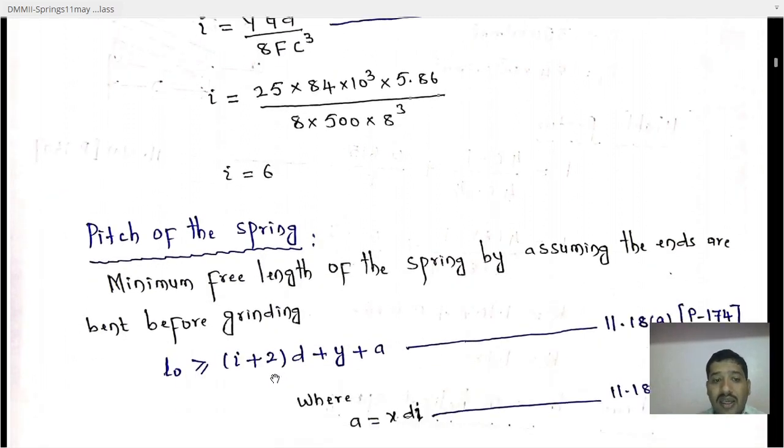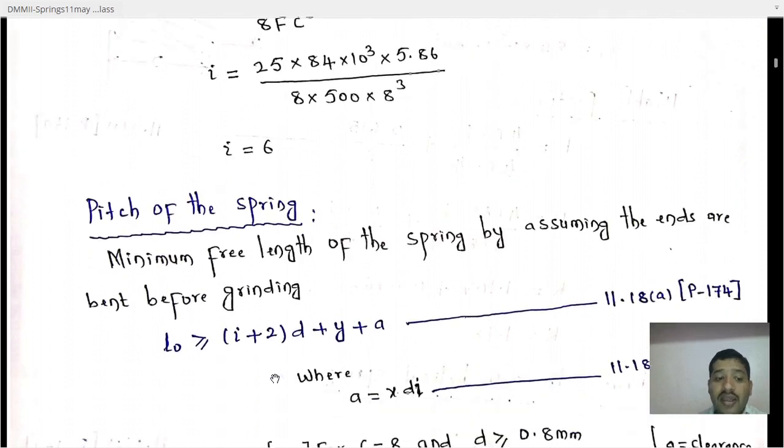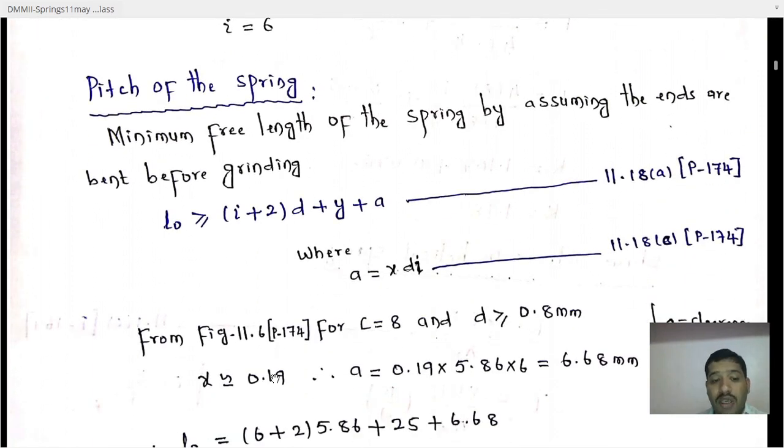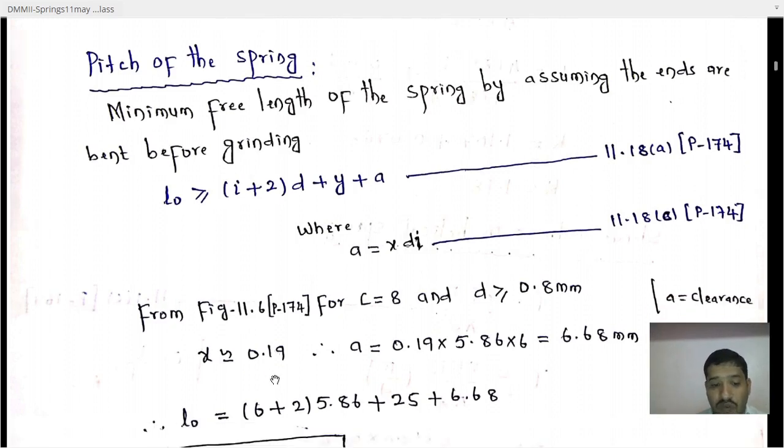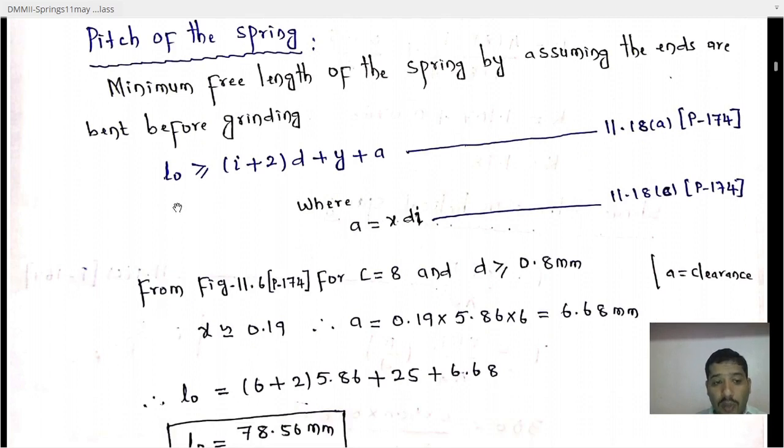After getting the value of the active number of coils, you need to find out the pitch of the spring. You need to find it with the help of the minimum free length of the spring, by assuming the ends are bent before the grinding. Is it right? First of all, the equation is L0 greater than or equal to i plus 2 into the diameter of the coil, plus y, which is the deflection, plus a, which represents the clearance. Is it right? So you have to refer to page number 174, equation number 11.18, from the design data handbook by Mahadevan.